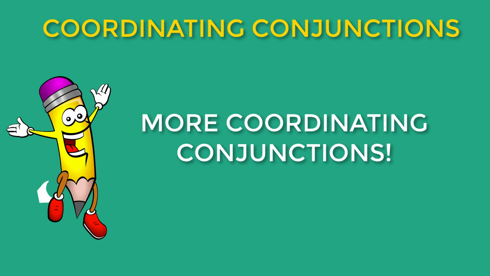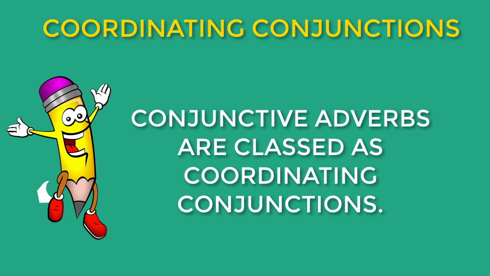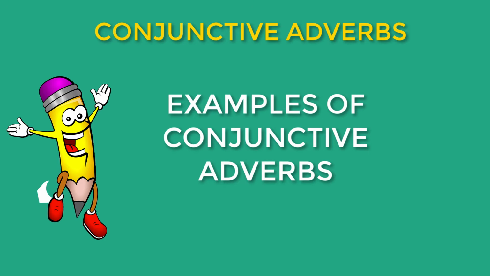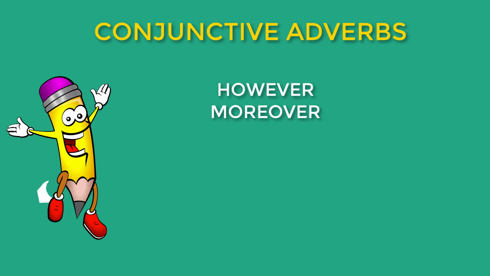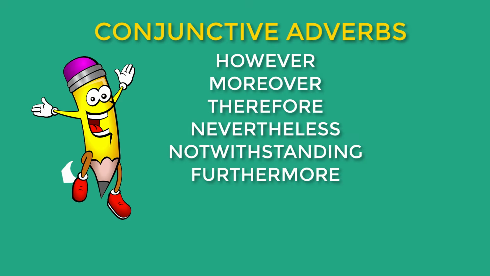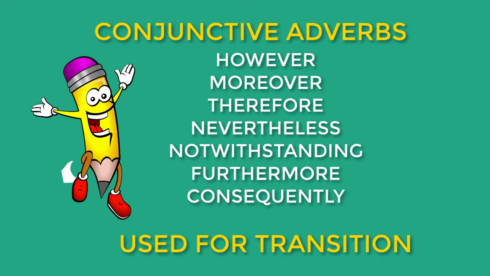Another type of coordinate conjunction is the conjunctive adverb. Conjunctive adverbs are classed as coordinating conjunctions because a conjunctive adverb is a type of adverb that joins together 2 independent clauses or sentences. Some examples of conjunctive adverbs are however, moreover, therefore, nevertheless, notwithstanding, furthermore, and consequently. Conjunctive adverbs are used mostly for transition, whether from sentence to sentence or from one paragraph to another.